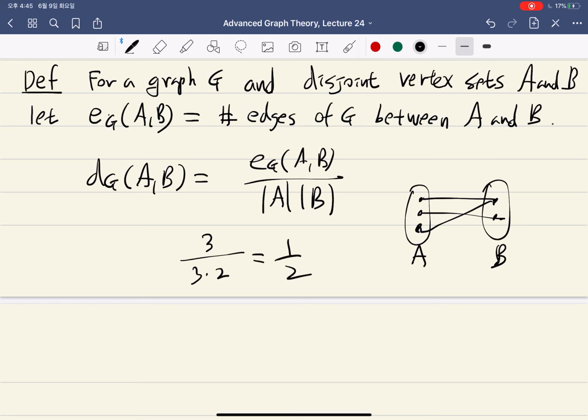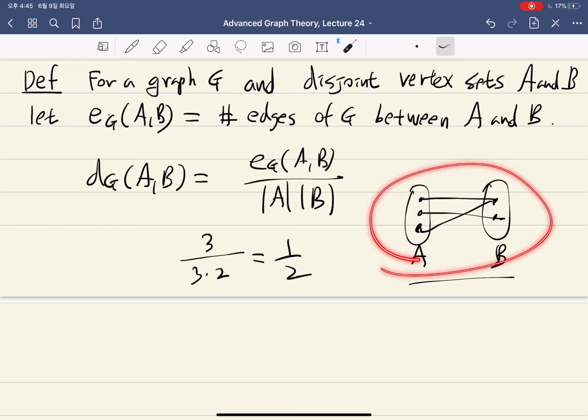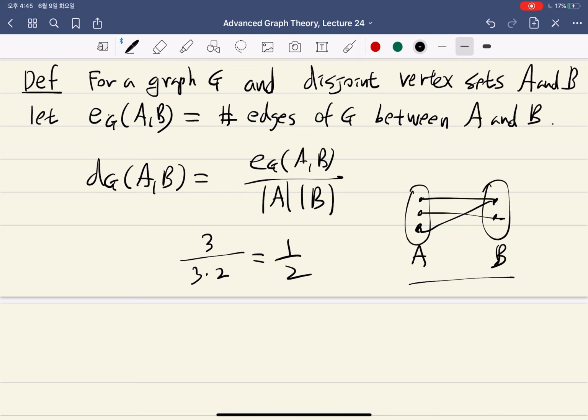So this is the density: how dense is the graph between these two, how many edges are there? Or roughly, you can imagine choosing one random vertex here and one random vertex there, and computing the probability that there is an edge between them. There are this many random choices, and this many of them actually yield an edge. So in this case, the probability that a random choice gives an edge is 1/2, which is this density.